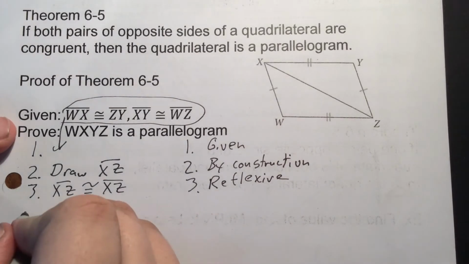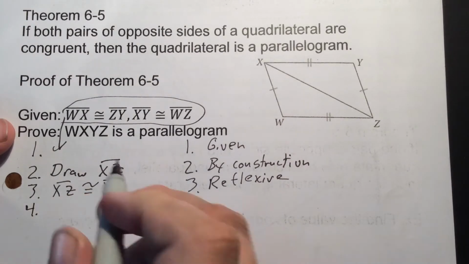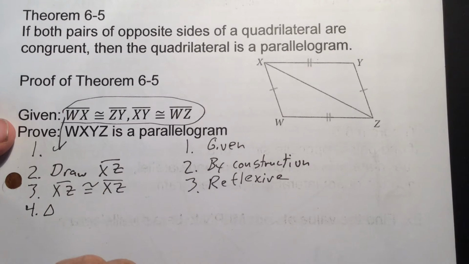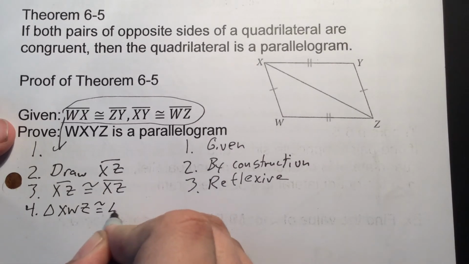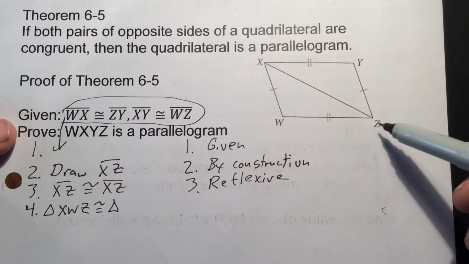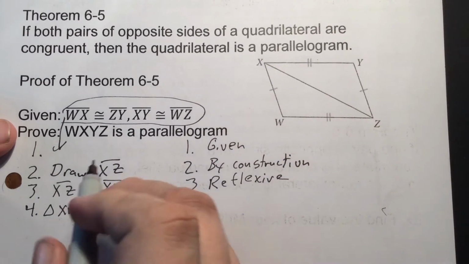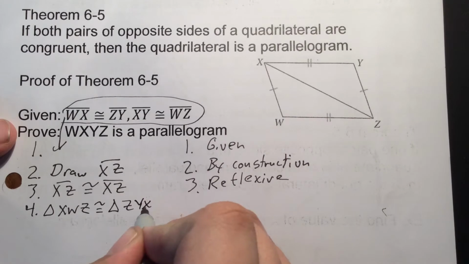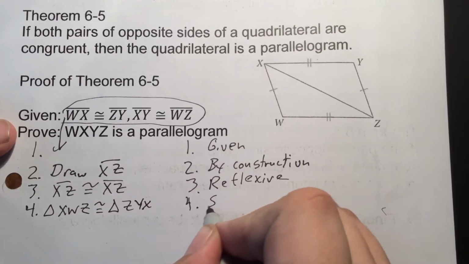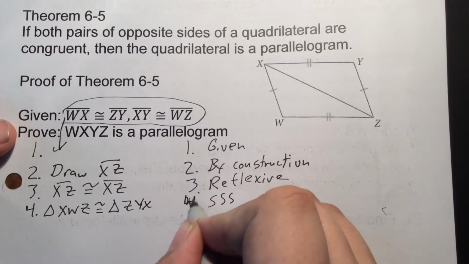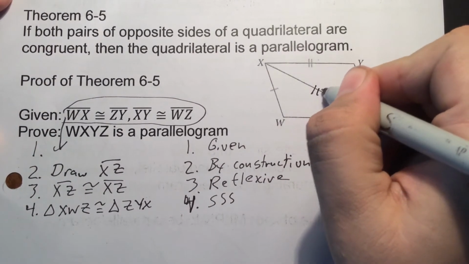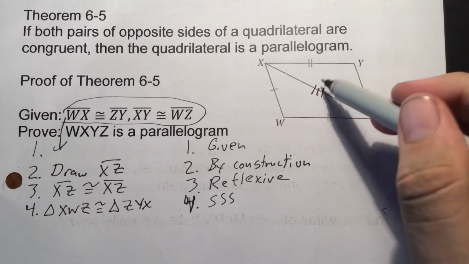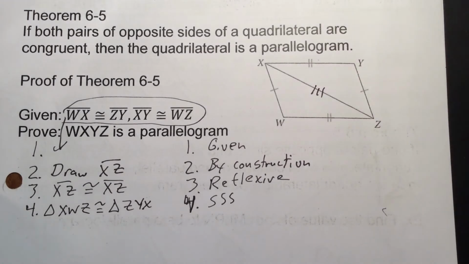So knowing that, we can then say that triangle XWZ is congruent to triangle, if we went X, W, Z, we'd do Z, Y, X, and that's going to be by side, side, side. That's our fourth step. Proving this is our third set of sides, so we'd have side, side, side. Knowing we have the triangles congruent, now we can start to say their parts.